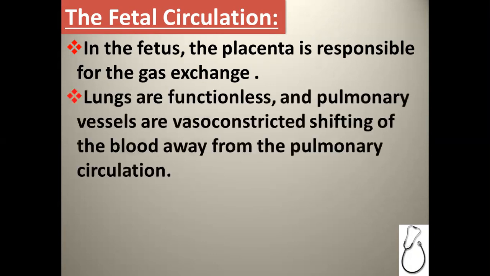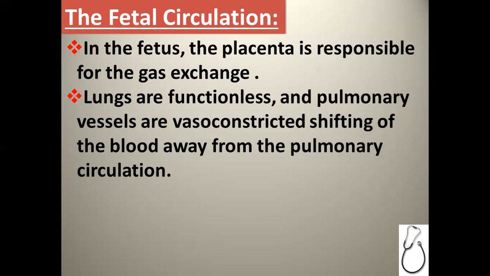While the lungs are functionless, they are shrunken and filled by fluid, and pulmonary vessels are vasoconstricted, which results in an increase of the pulmonary vascular resistance, much higher than systemic vascular resistance, resulting in the shifting of the blood away from the pulmonary circulation. As you know, in the newborn infant and the adult, the right ventricular and left ventricular outputs go in series.